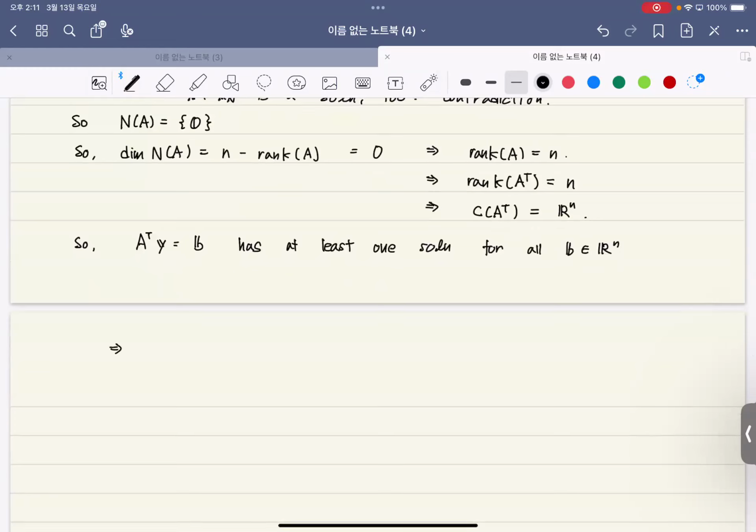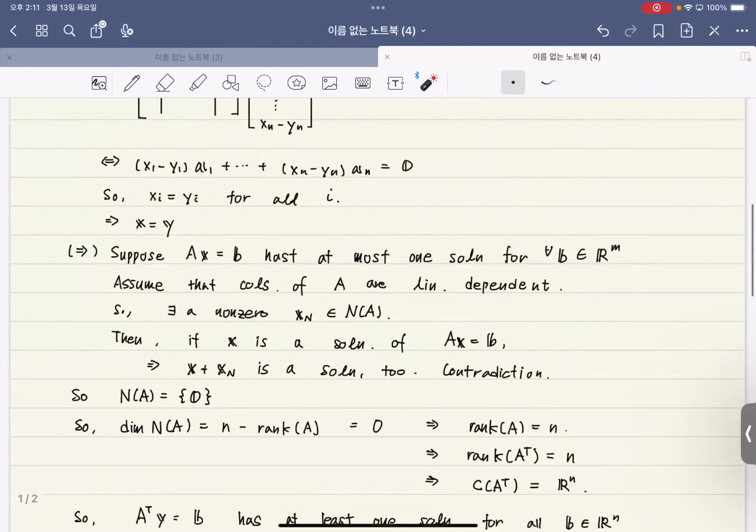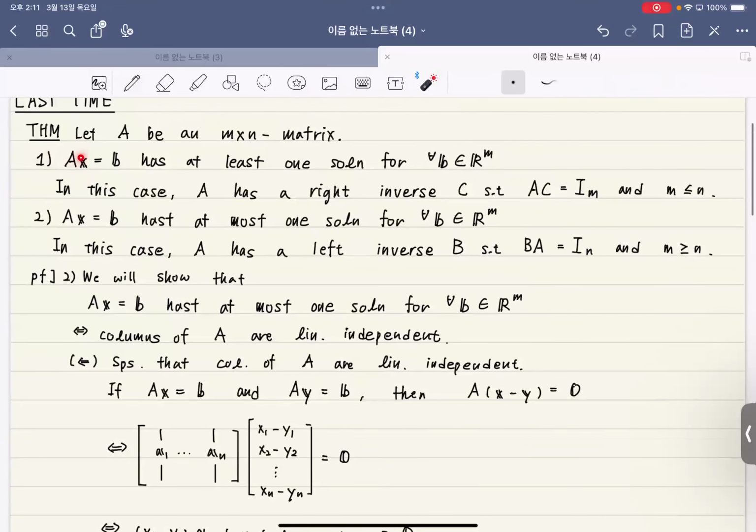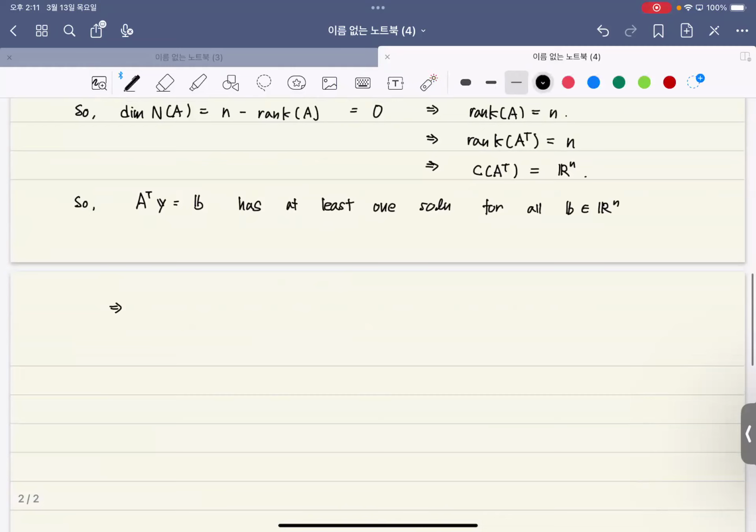That means now I can make use of statement number one. So in this case, if this has a solution for all such B's, then A has a right inverse. Then A transpose has a right inverse.